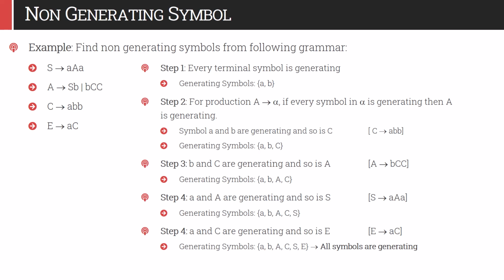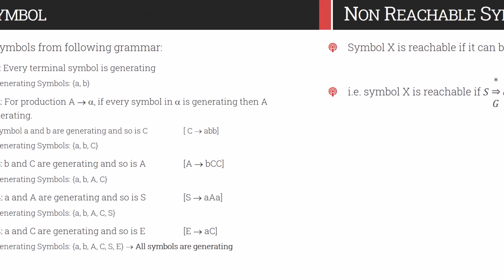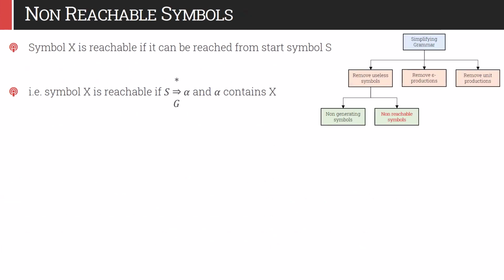Many times we need to understand the order, because if we consider the first production, initially it may not be generating. But when we explore the later productions, probably after some time production 1 might become generating. So this is a recursive process. We have to keep exploring until we are sure that none of the productions is left for checking. Second one is, to simplify the grammar, we have to remove non-reachable symbols.